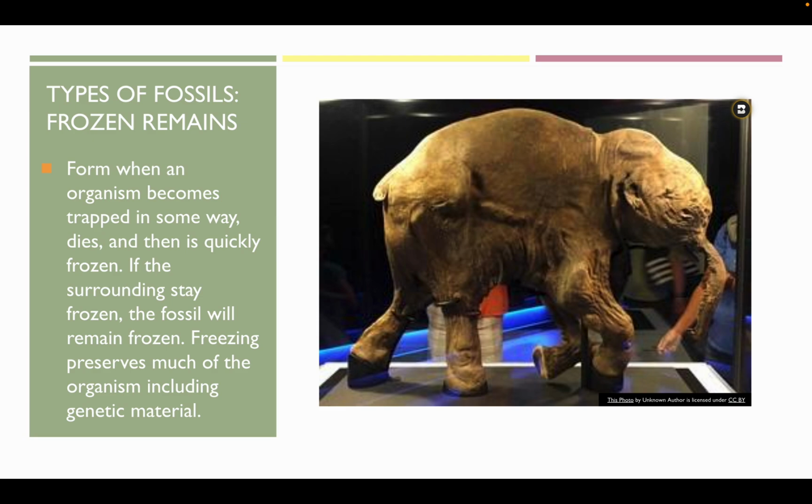So let's talk about a scenario of how frozen remains can actually happen. It would be easy to think that simply during an ice age, a woolly mammoth dies, gets covered in snow, boom, frozen remain. Not really quite how that would work, because that carcass is not going to freeze quickly enough.